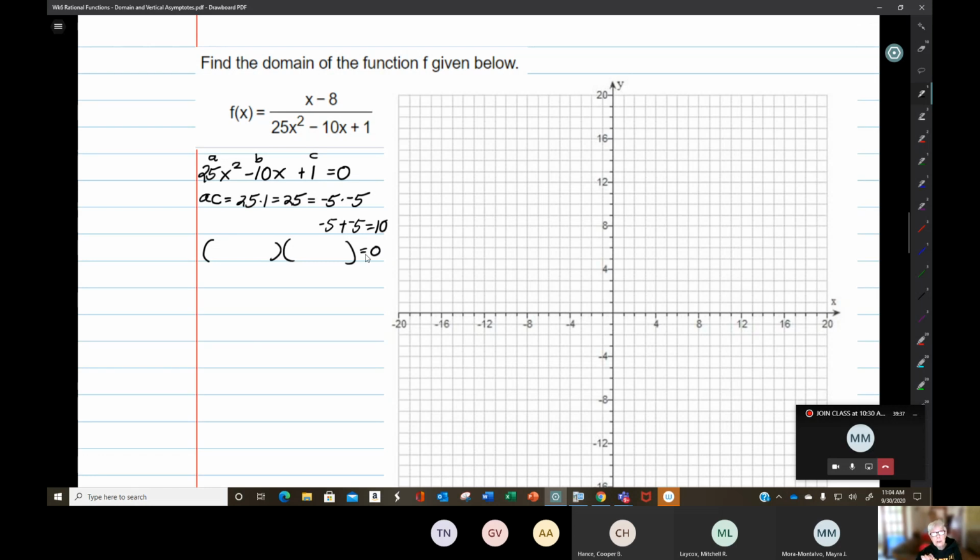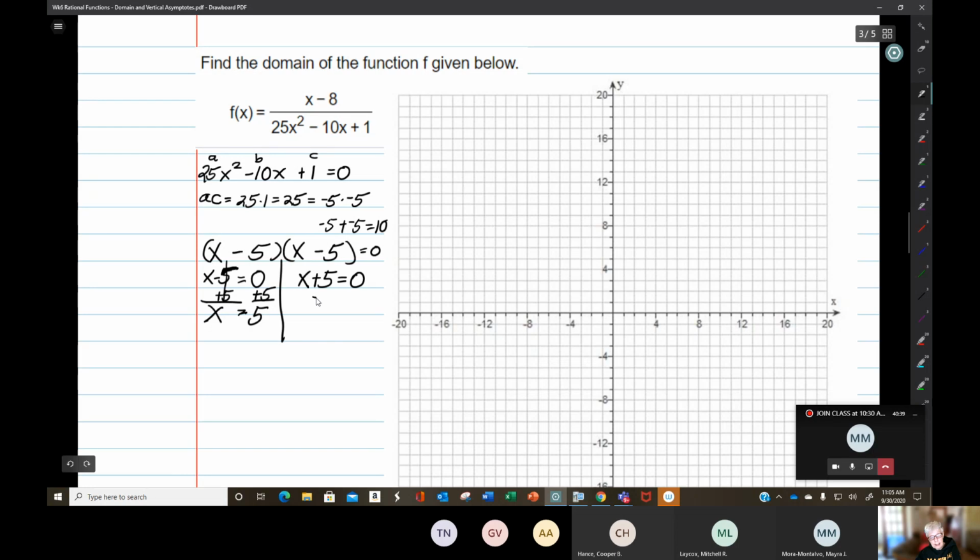Because I'm trying to find the values of x that will make the denominator equal 0. Since I have a negative 5, I write it minus 5, and a negative 5, I write it minus 5. So x minus 5 equals 0, and x plus 5 equals 0. I add 5 to both sides. Plus 5, plus 5. Negative 5 plus 5 is 0. X equals 0 plus 5, which is 5.